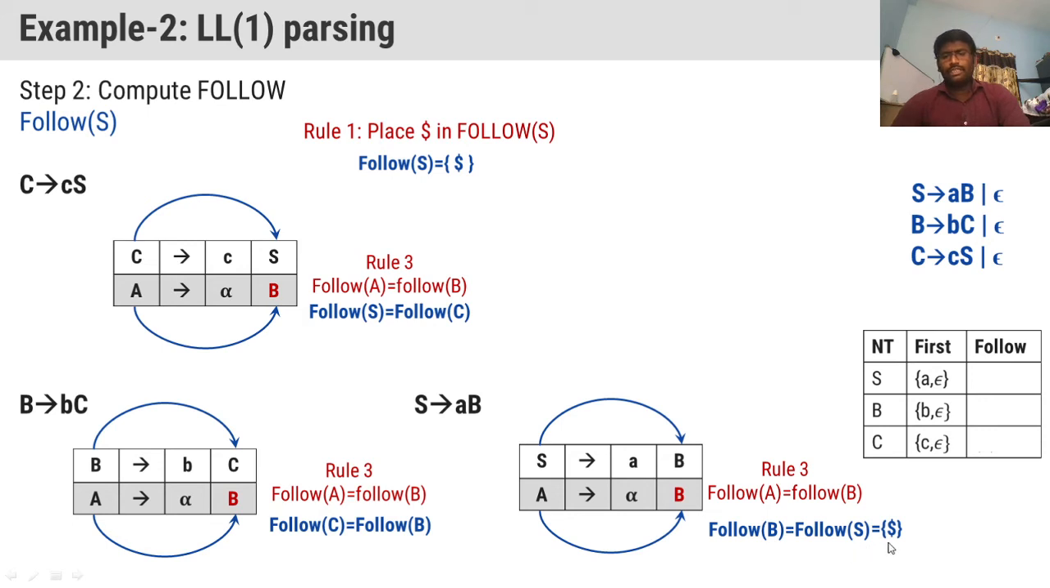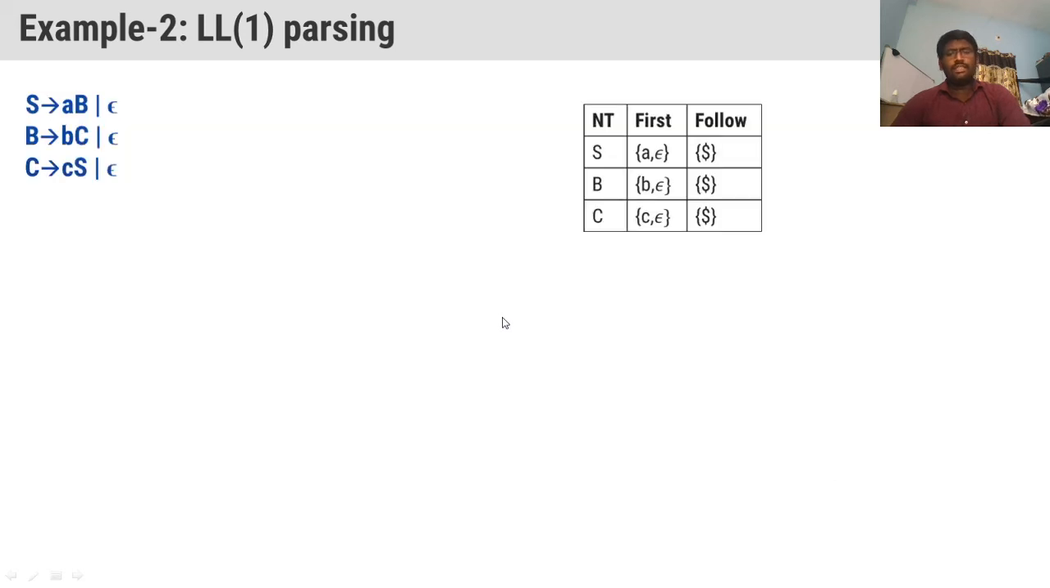What is follow of S? $. Okay, follow of S equals $. So for all the productions, it is $ only. For this it is $, and for all the things it is $. So what is follow here? Follow of S equals $, follow of B equals $, follow of C equals $. Okay, this is how we will find out the follow sets.